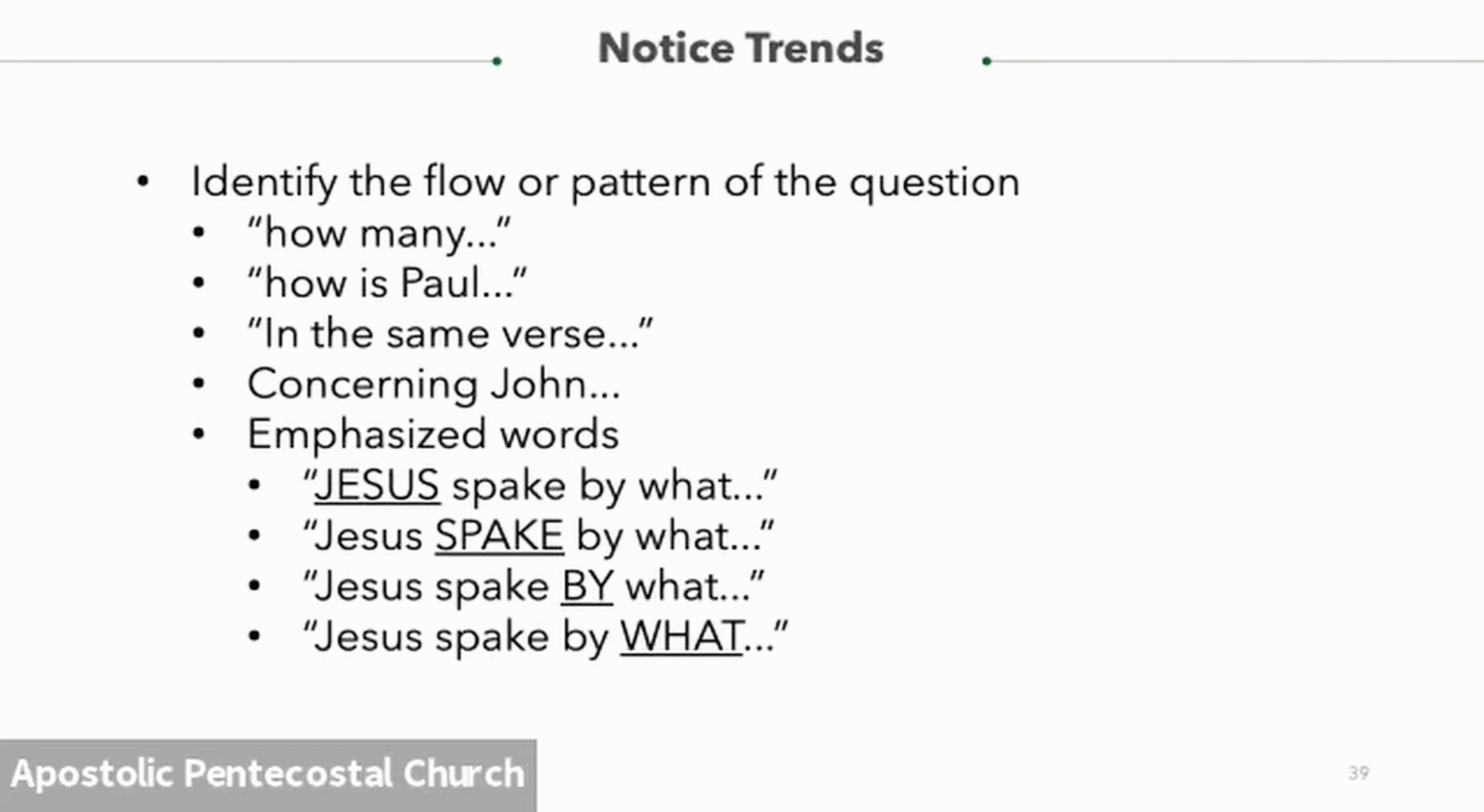Emphasize words. We're going to hit a lot on this. Before we jump there, let me throw one more in here that I think we probably could have put on this slide. And that is referring to.